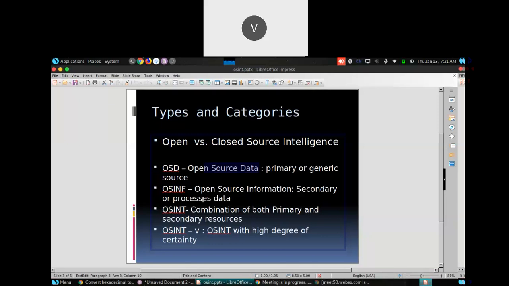And the last thing is OSINT V. The V here is for verified. It is information verified by some source or authority before it comes to us. It is known as OSINT V, so OSINT with a high level of certainty.